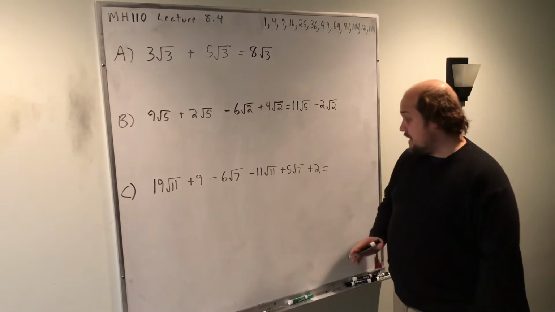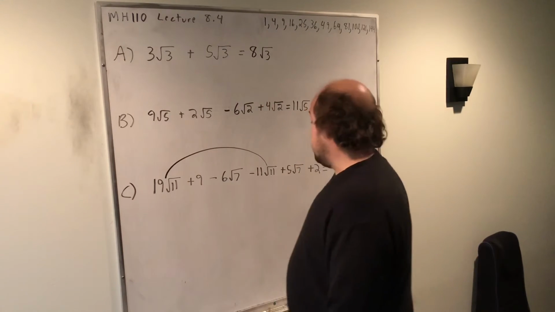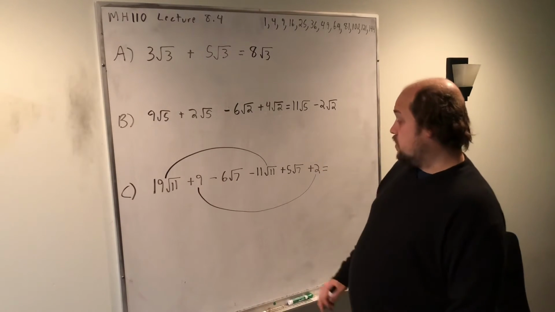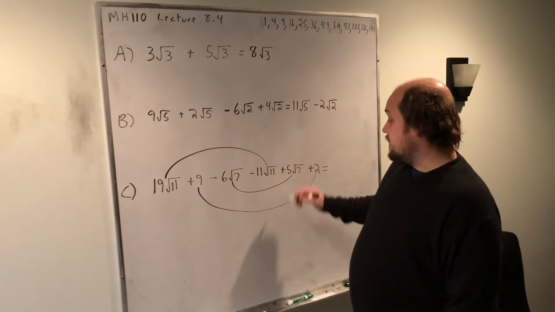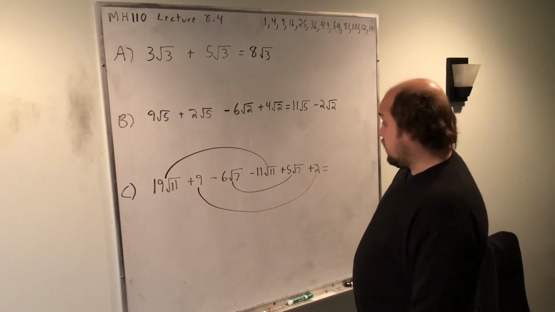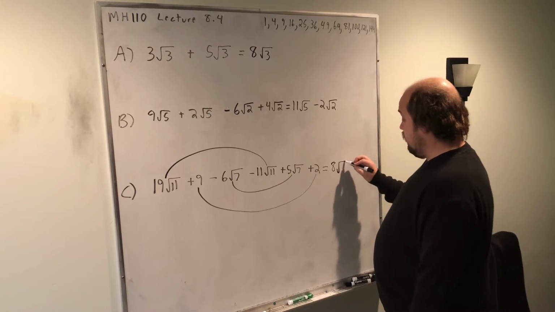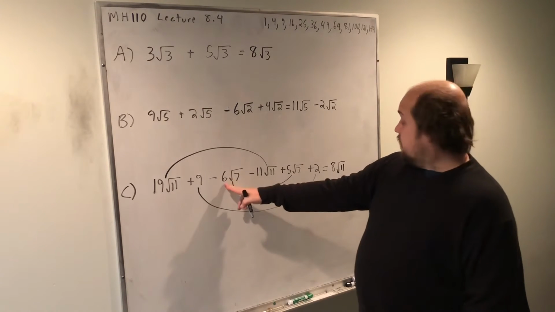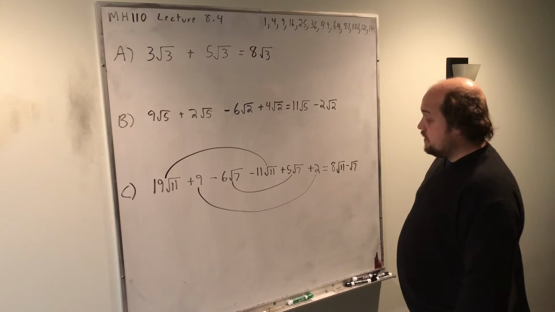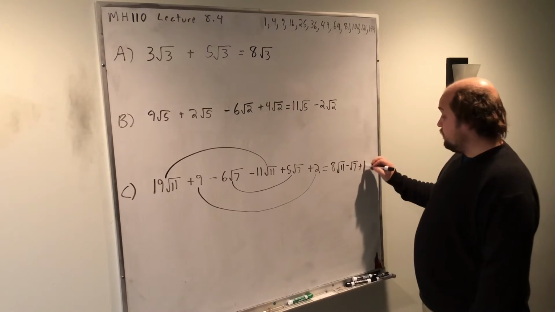C is even trickier because now we have 3 different things to look at. The first pair is going to be this 19 root 11 with this negative root 11. The next pair is going to be this positive 9 with this positive 2. And the final pair is going to be this negative 6 root 7 with this positive 5 root 7. So let's start with the 19 minus 1. That gives me 18 root 11s. Negative 6 plus 5 leaves me with negative 1 or just negative root 7. Positive 9 plus 2 combines to give me a total of 11.